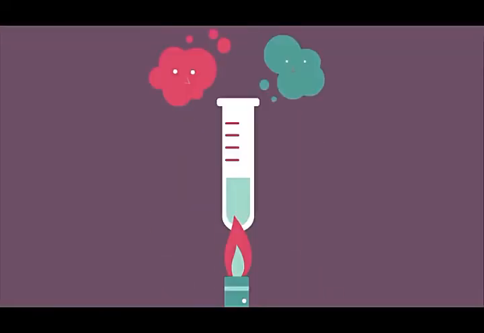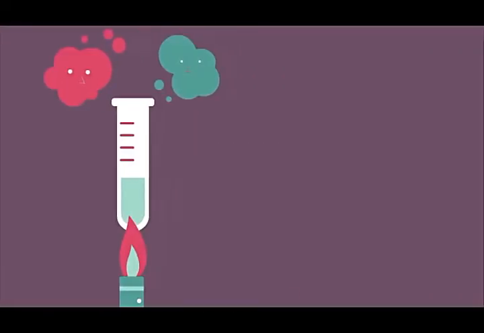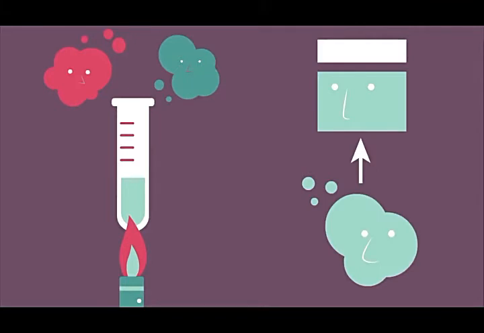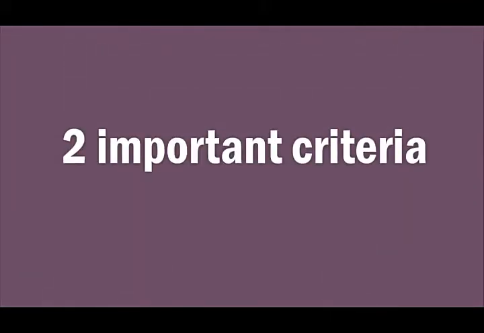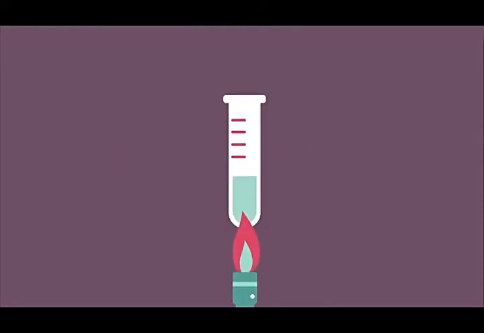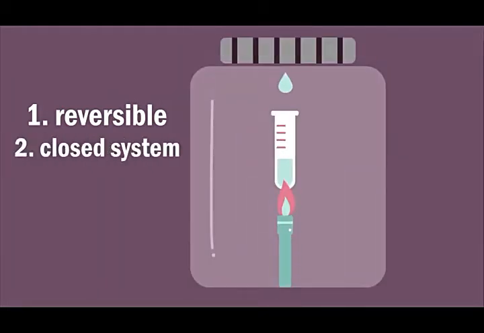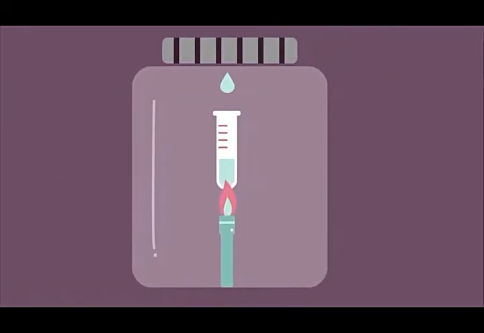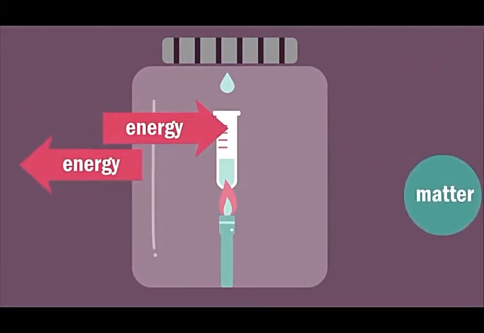For a chemical system, such as a reaction or phase change, to be at equilibrium, it must meet two important criteria. Firstly, it must be a reversible process. And secondly, it must be taking place in a closed system. A closed system is one where there is no exchange of matter, only exchange of energy.